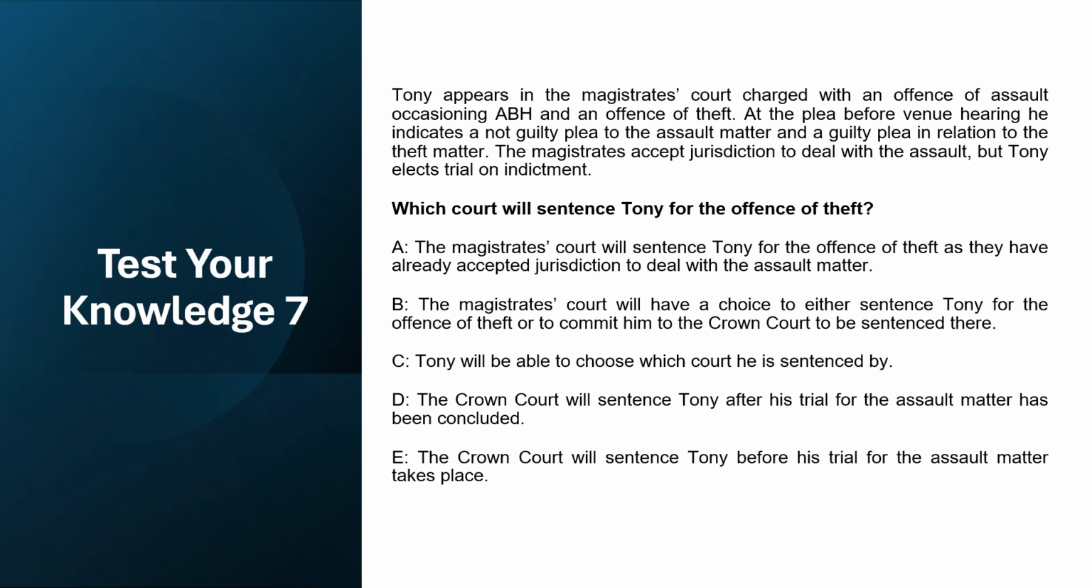A, the Magistrates' Court will sentence Tony for the offence of theft as they have already accepted jurisdiction to deal with the assault matter. B, the Magistrates' Court will have a choice to either sentence Tony for the offence of theft or to commit him to the Crown Court to be sentenced there. Or C, Tony will be able to choose which court he is sentenced by. Is it D, the Crown Court will sentence Tony after his trial for the assault matter has been concluded? Or is it E, the Crown Court will sentence Tony before his trial for the assault matter takes place?